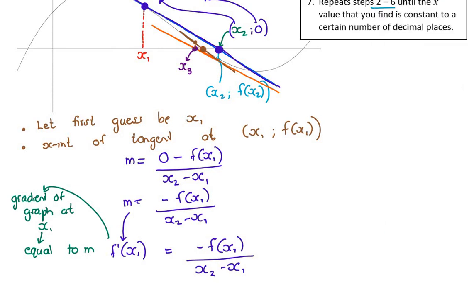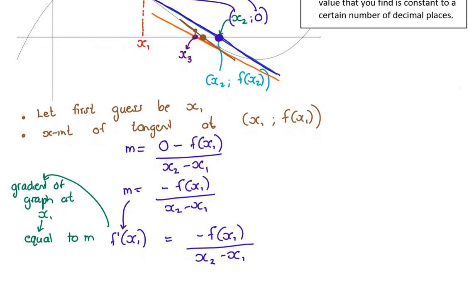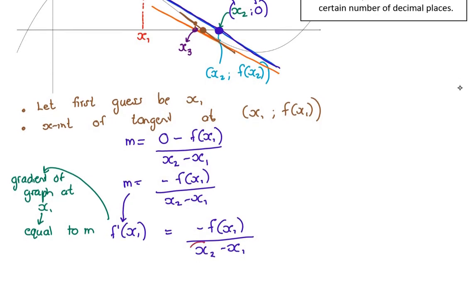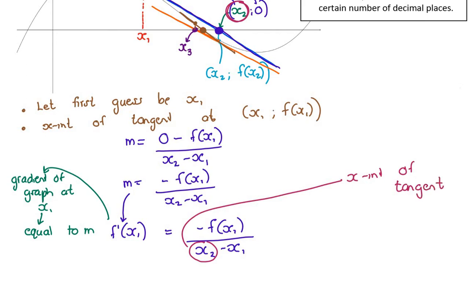Now, what in this formula actually represents the x-intercept of this tangent is x number 2. X number 2 is there on my graph. That is the x-intercept of the tangent. So this is my x-intercept of my tangent. In which case, I want to rearrange this formula to make x2 the subject.